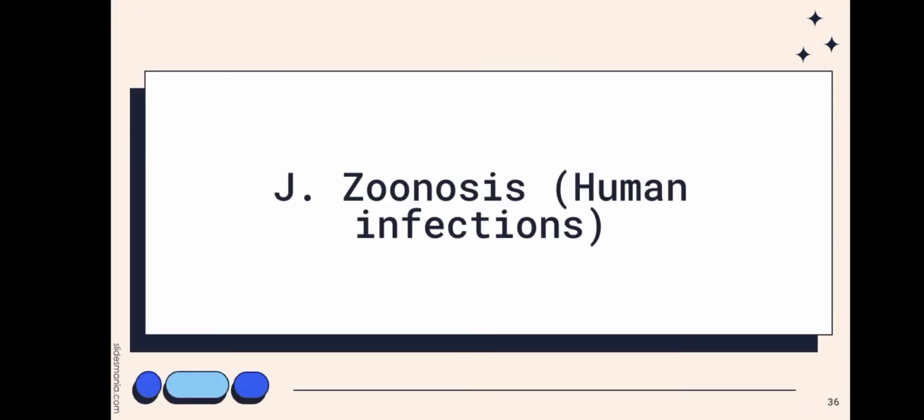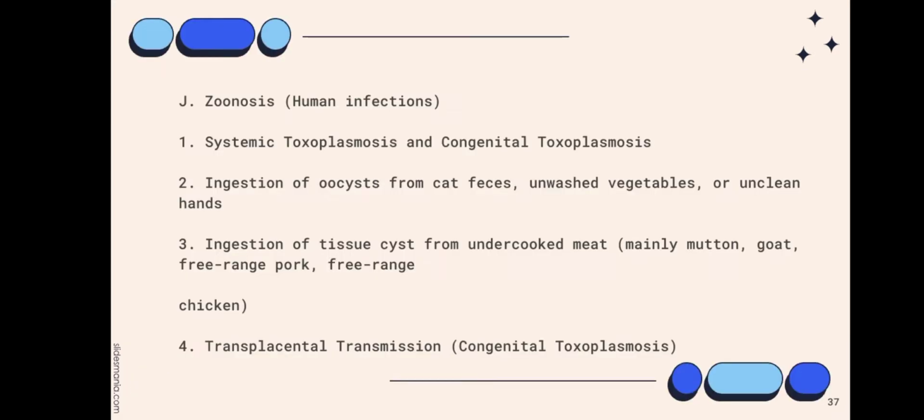The zoonosis: systemic toxoplasmosis and congenital toxoplasmosis, from ingestion of oocysts from cat feces, unwashed vegetables, or unclean hands. Also the ingestion of tissue cysts from undercooked meat, mainly mutton, goat, free-range pork, and free-range chicken. And transplacental transmission.